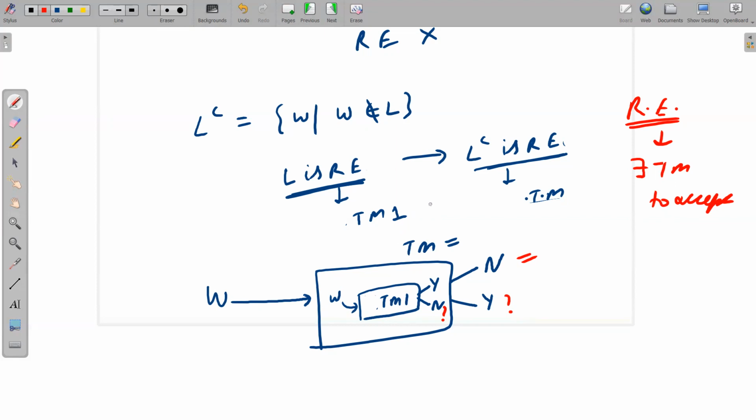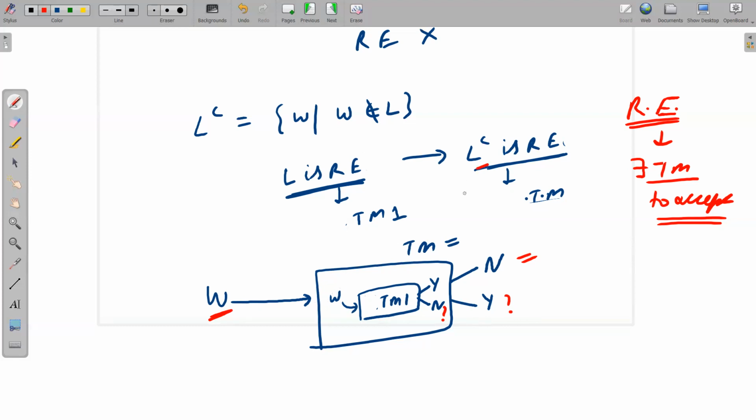I hope I have made the point clear, because according to the definition of RE, I am not saying anything new. Just try to remember the definition of RE: there should exist a Turing machine to accept L. That means we are caring about members. So if W belongs to L, then the Turing machine will halt and say yes. But here, W should belong to L complement, right?